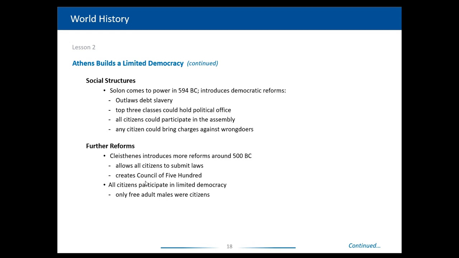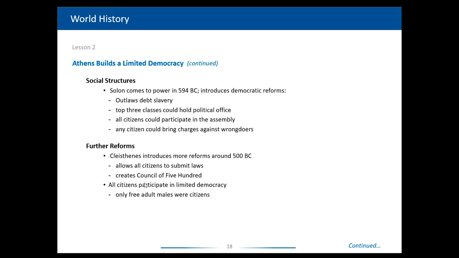The top three classes could hold political office, and all citizens could participate in the assembly. Any citizen could bring charges against wrongdoers. So, further reforms: Cleisthenes introduces more reforms around 500 BC and allows all citizens to submit laws, creates the Council of 500, and all citizens participate in a limited democracy. Only free adult males were citizens.